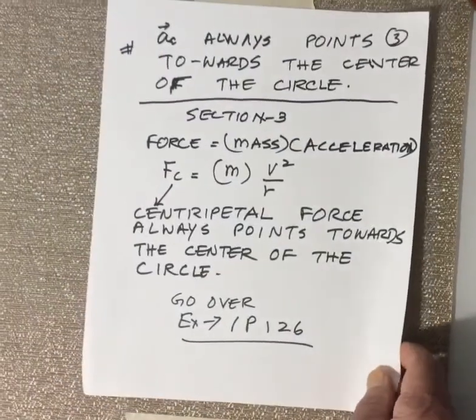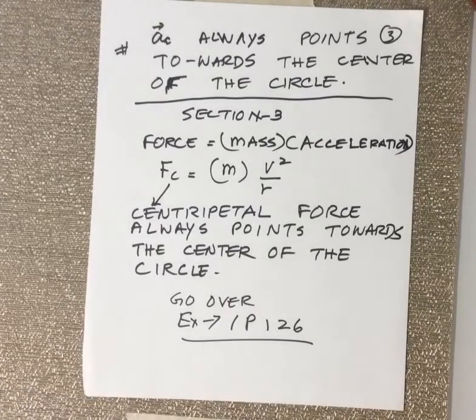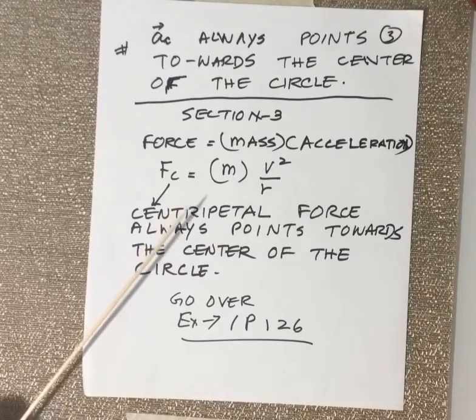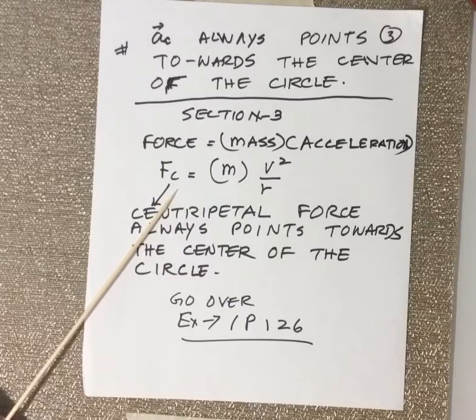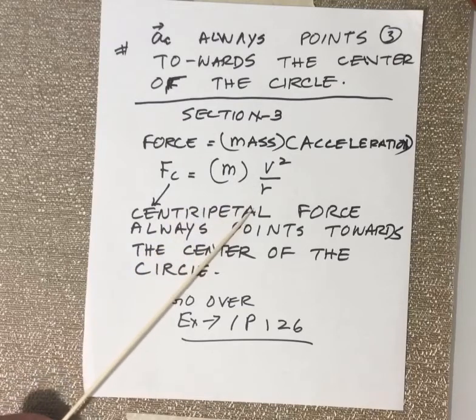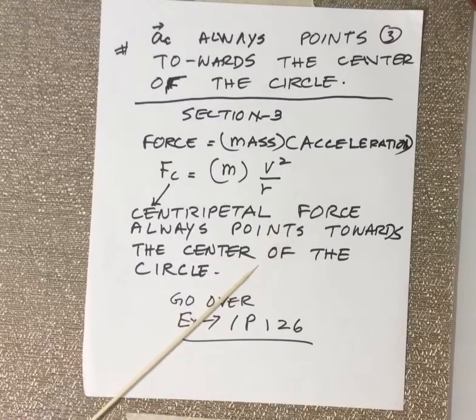We'll be defining now how to find the centripetal force. As you know, force is mass times acceleration. So we define Fc as centripetal force, which is mass times v squared over R, and centripetal force always points towards the center of the circle. Go over example 7, page 126.